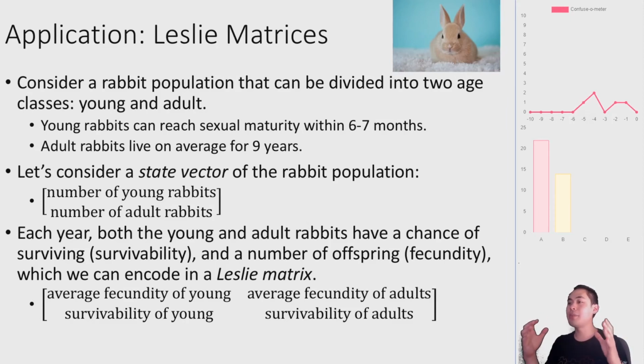You can get Leslie matrices that are much bigger if you have multiple different states. For example, you could divide it into baby rabbits, young adult rabbits, and adult rabbits. In that case, you would have a 3x3 matrix that would encode both fecundity and survivability of each of the different stages to the next stage. It varies a little depending on your model, but that is the basic idea behind the Leslie matrix.